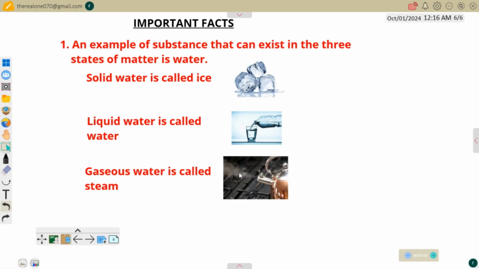When water is boiling, the vapor that comes out of it is called steam. When water has reached 100 degrees Celsius, it will vaporize and give out some water vapor. That water vapor is known as steam. See it coming out of the kettle mouth. So this is an important fact: water is an example of a substance that exists in the three states of matter. We can use a phase transfer diagram to represent the changing process of water.